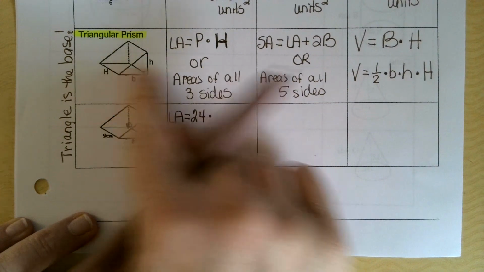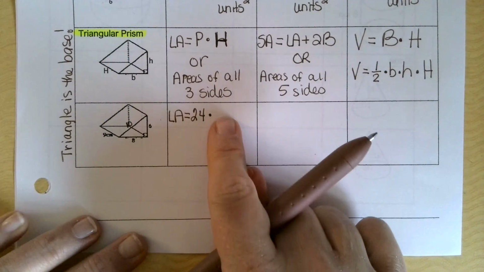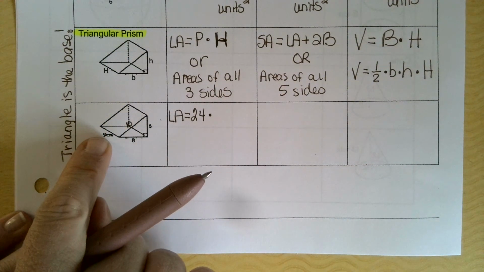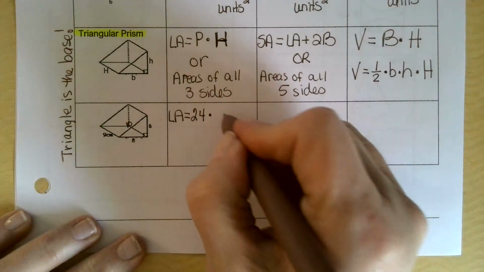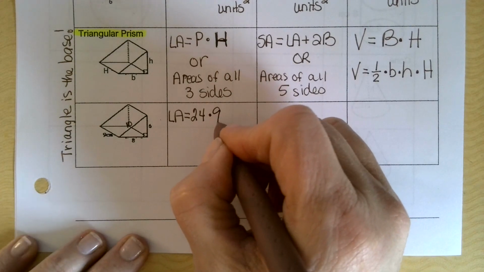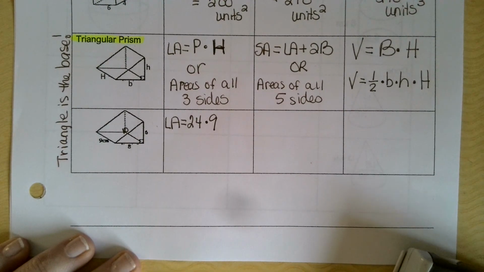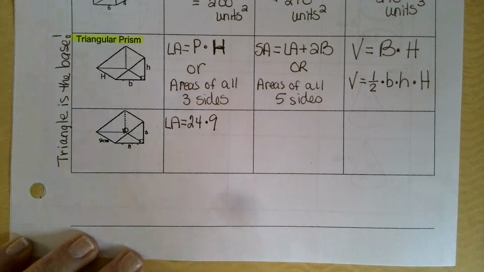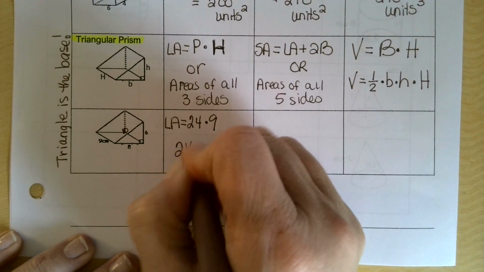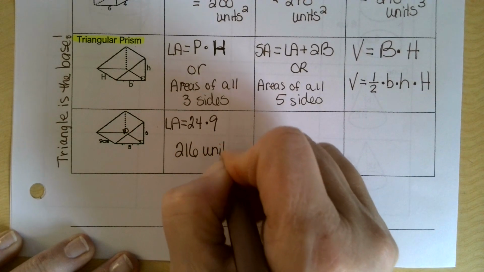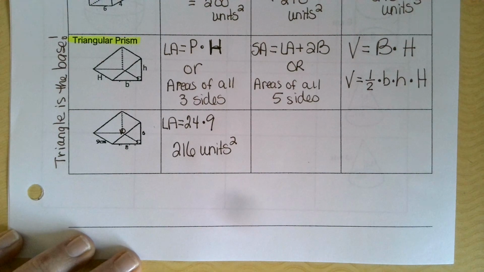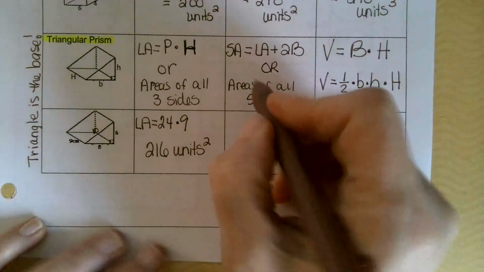It's the height of the whole figure because now that we've got these two H's in the problem, that's my fault. So it is the height of the whole figure, which is the 9. Okay. So 24 times 9 is 216 units squared. Okay, so then we have our lateral area.